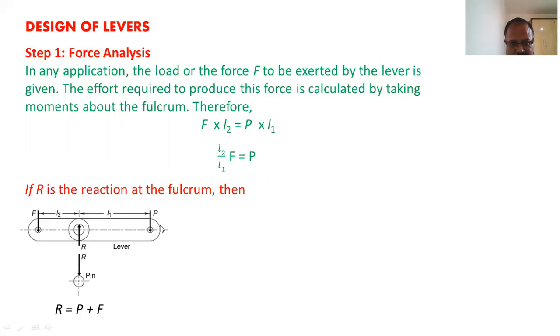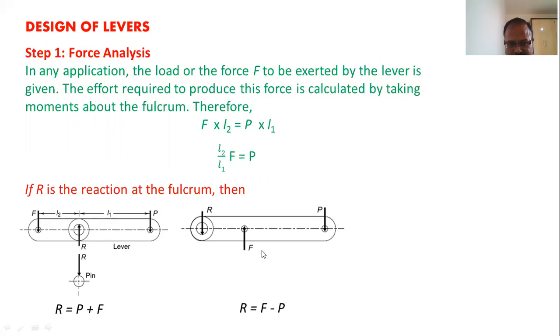Summation of Fy, vertical forces, should be equal to 0. We can get upward forces equal to downward forces, and from there we will get R is equal to P plus F. If we are talking about the second type of lever, then R plus P is equal to F, or R is equal to F minus P. In this way, reaction can be calculated.